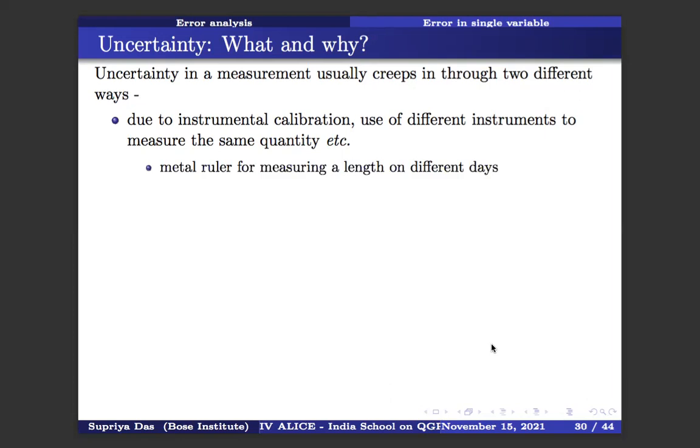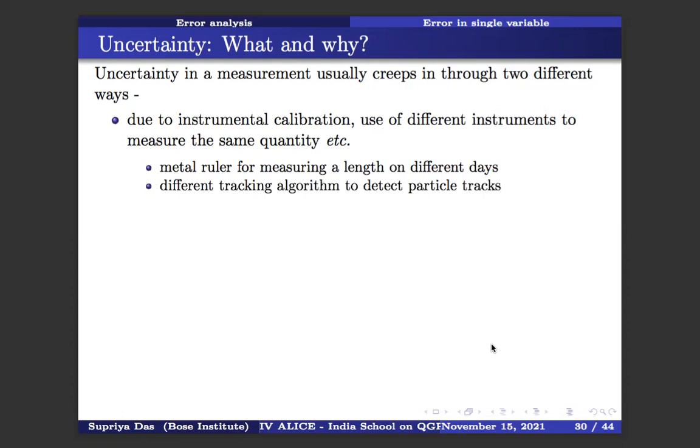So for example, a metal ruler for measuring a length on different days. You measure a length with a metal ruler on a day in December in Geneva and use the same metal ruler in the summer days in Jaipur, Rajasthan. What will happen? The length of the ruler will not be the same at 20 or 18 degrees in Geneva and 45 degrees in Jaipur, right? So in that case, the graduation on the scale, or the calibration, will be different. So you'll get a different result.